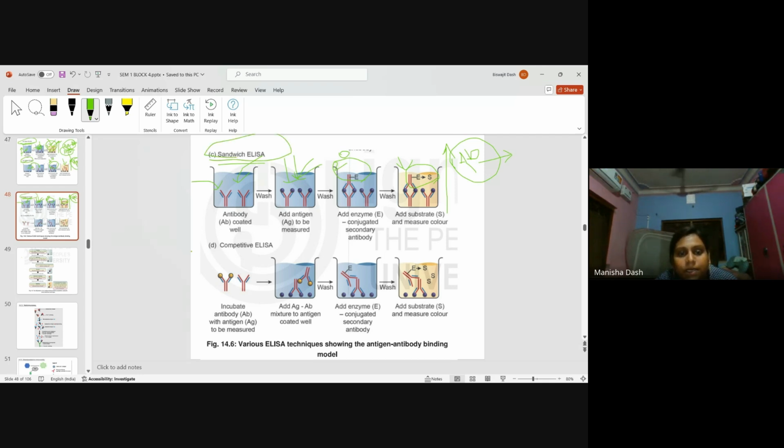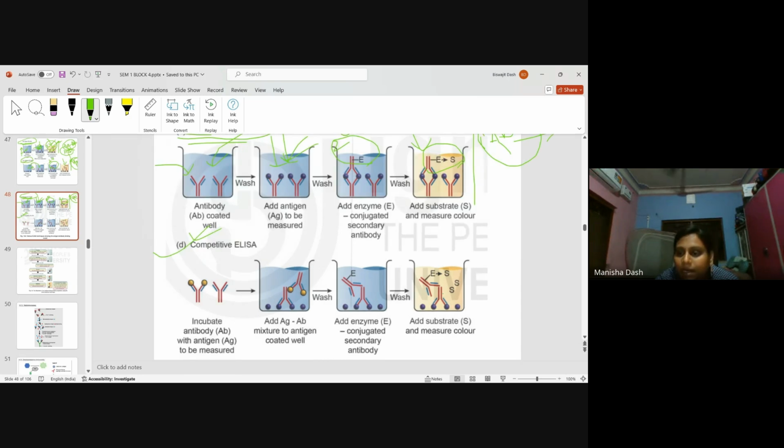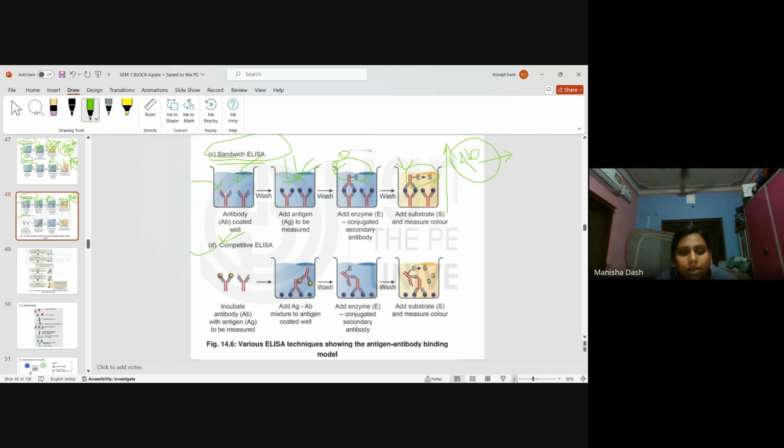Then the last type is a competitive ELISA. So competitive ELISA means what? Here it is slightly different from the rest of the ELISAs. Here we are using two different types of antibody. We are incubating an antibody with the antigen to be measured. So what you will do in the well, you will mix the antigen-antibody mixture into the already antigen-coated well. Sorry, these are the radio-labeled antigens that you have already used on your antibody, and you are using this against the unlabeled antigen that is present in the well.